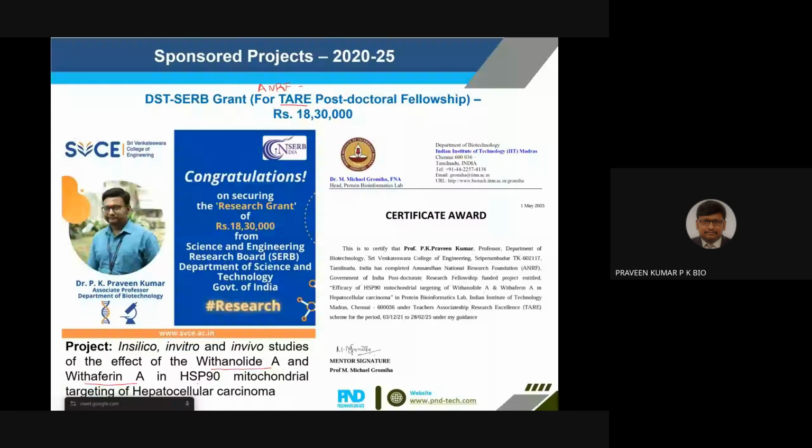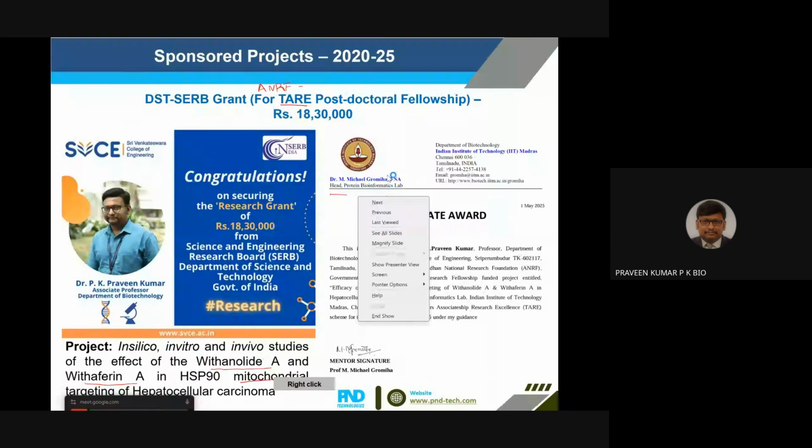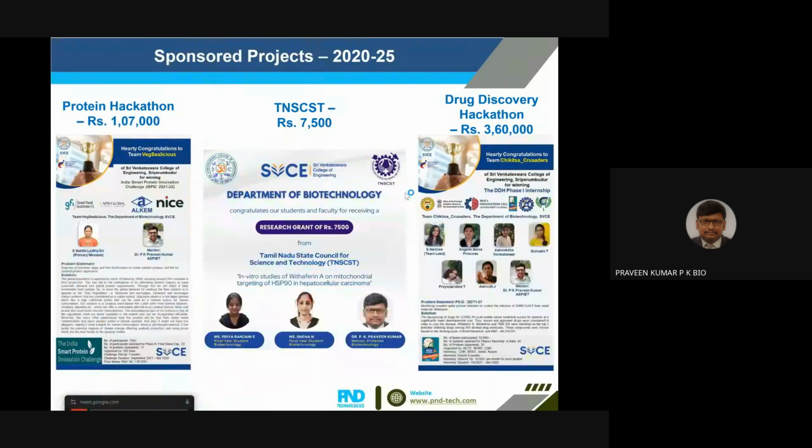And I focused on mitochondrial targeting, and I am specializing in this kind of cancer, hepatocellular carcinoma. I just completed my postdoctoral associateship under the guidance of Professor Michael Gromiha, who is India's number one bioinformatician. And related to the sponsored projects, this is a sponsored project from my first PhD scholar in 2021 in the Innovation Protein Challenge.